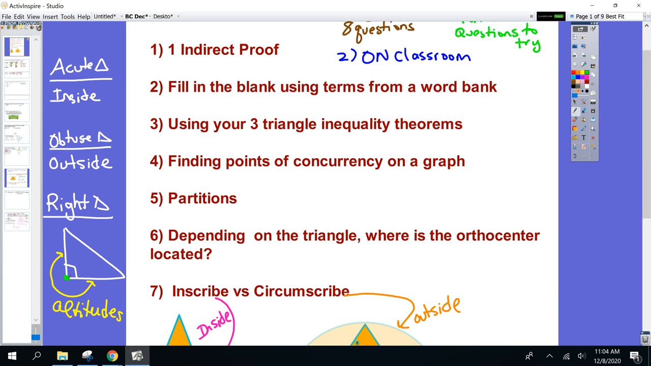Could I actually have you find that point? You're darn right I could. Find exactly where the orthocenter is on a right triangle I give you. Absolutely, I could ask where that point is.